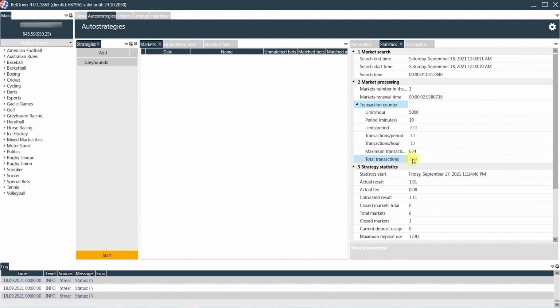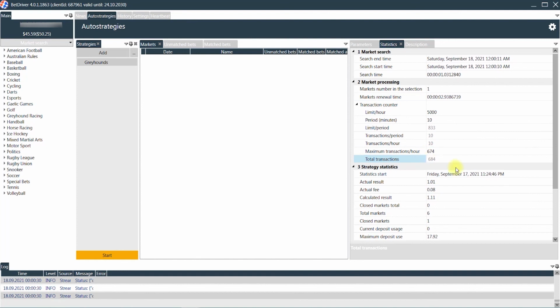Initially, the total transaction limit per hour, 5000, is divided by the number of minutes remaining in the hour. Thus, the limit of bets per minute is taken into account. As soon as the ceiling is reached, the program will stop placing bets. However, the program continues to make closing bets in order for the market to close in any way. If several strategies work together, then the counter is individual for each strategy. However, there is also a general transaction counter. It is located on the Settings tab and has priority. If 5000 is set in it, then all the strategies that work in this program perform a maximum of 5000 transactions per hour in total.